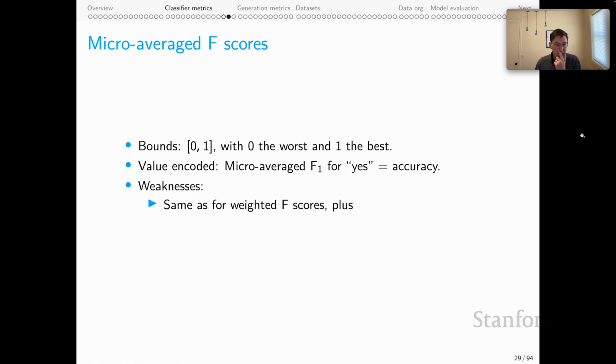So the weaknesses are same as F-scores plus a score for yes and a score for no, which is kind of annoying because what do you do with the no category? You have to focus on yes, so there's no single number, but the yes one was just accuracy after all, and that, as far as I can tell, is the only one that everyone pays attention to. So overall, I feel like at this point you could just ignore micro-average F-scores.